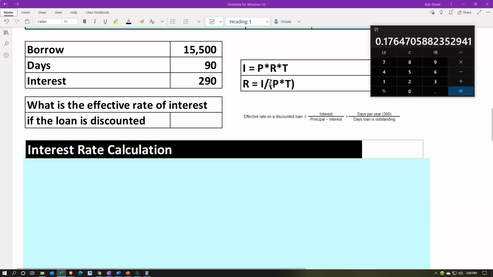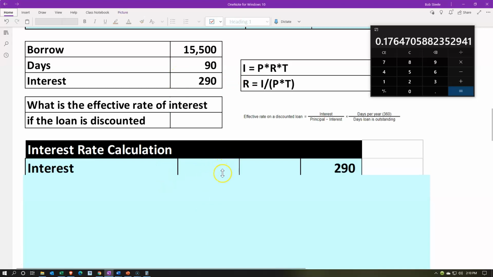Now, if this was a discounted loan, I would then say P is actually the 15,500 minus the 290. If I'm assuming that this 290 is like a normal loan, then P would simply be the 15,500. So let's calculate this assuming a normal loan, or figure out what the rate would be, and then we'll apply the discounted format. So I'm going to use this format of the loan calculation and figure out the rate based on the interest being 290, using the 15,500 as the principal.